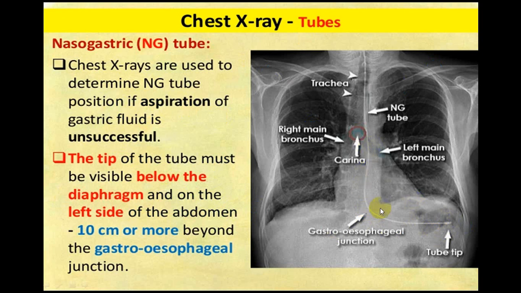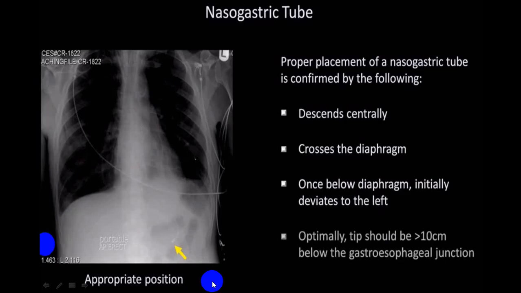So this is the exact position of what we call a gastric tube, nasogastric tube, or we call Ryle's tube. Is that clear? And it should be 10 centimeter or more beyond the gastroesophageal junction. From here till here, it should be minimum 10 centimeter. Minimum. Now this is another wire, which is a monitor wire. You can see this is one monitor wire. This is another monitor wire.